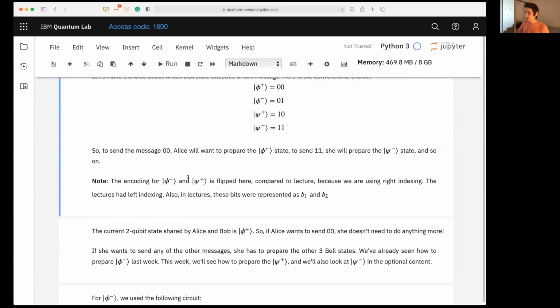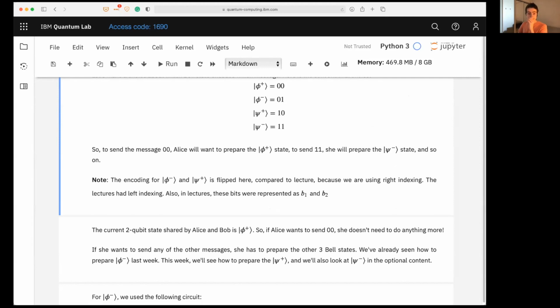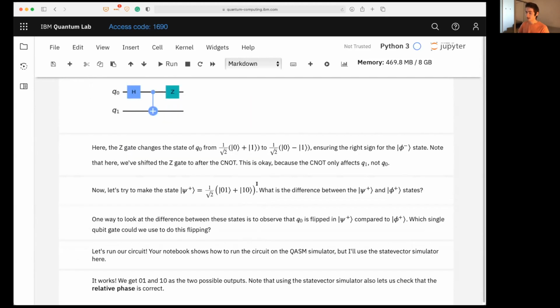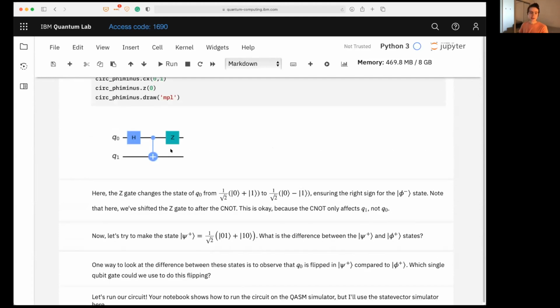Okay, so let's return to this question of how we create the psi plus state. Let's do that as our first example. Kind of like what we saw with the phi minus state, the easiest way to figure this out is to look at phi plus and psi plus and try to figure out what the difference is, right? For the phi minus state, we saw that the difference was a minus sign. We wanted to apply a minus sign to the 1 state and leave the 0 state unchanged.